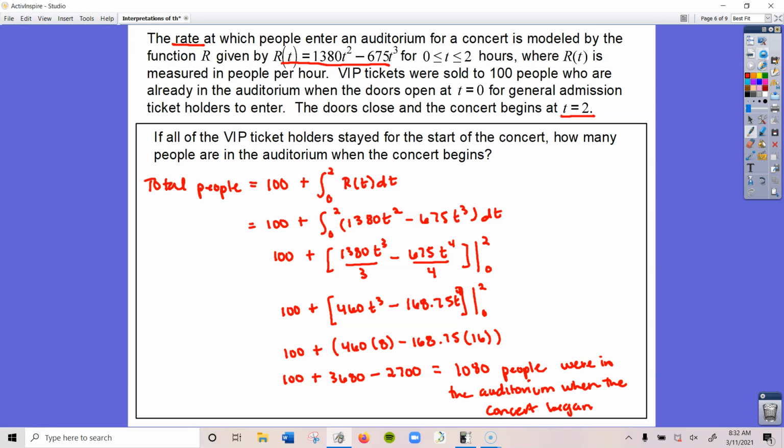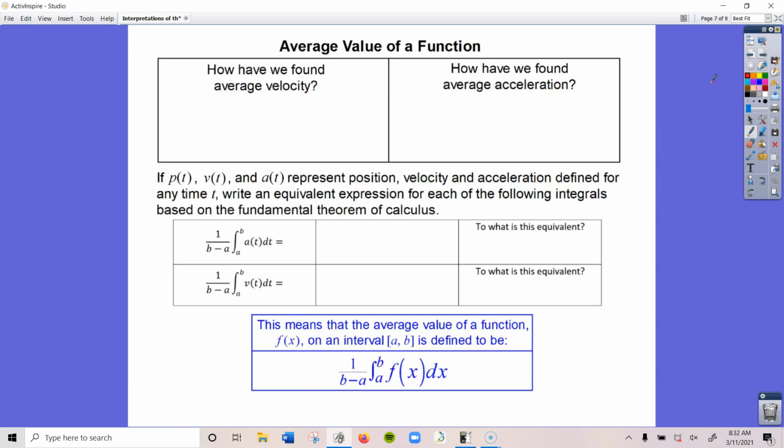Now we're going to switch gears a little bit and look at another aspect that is often asked in FRQs, which is the average value of a function. So just so that you understand what the average value is, first of all, how have we found average velocity in the past? Average velocity would be when we take P of A minus P of B and divide it by A minus B, because average velocity would be the slope of the secant line of position.